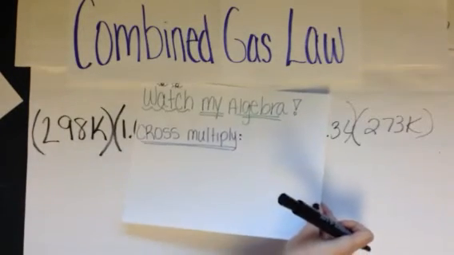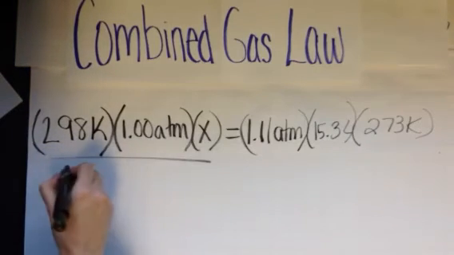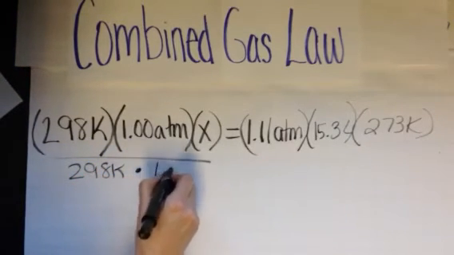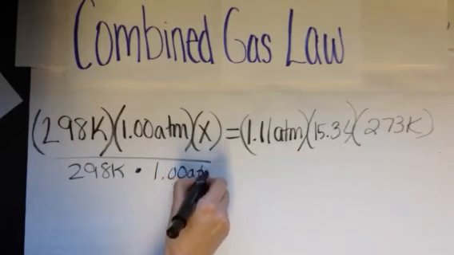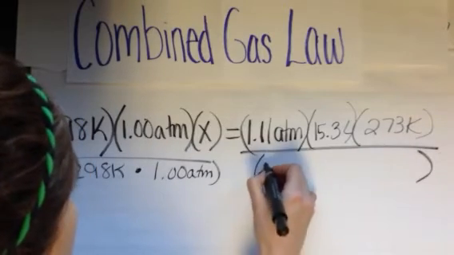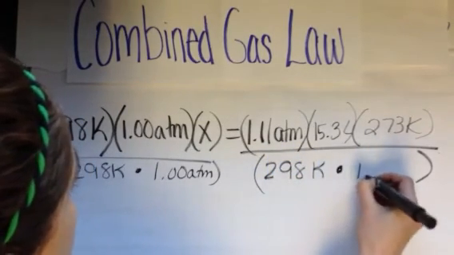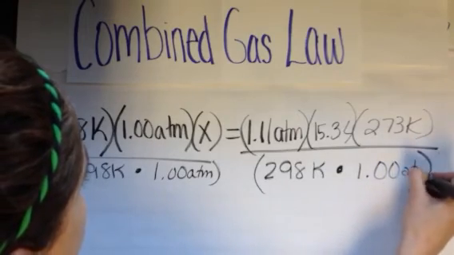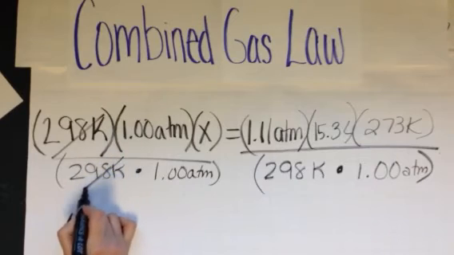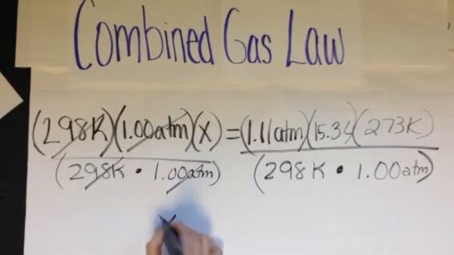Again, watch my algebra. I'm going to now solve for X. Divide by 298K times the 1.00 atm. These cancel out, these cancel out. This cancels out, this cancels. So I'm left with X on this side.